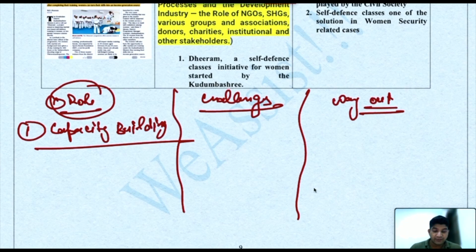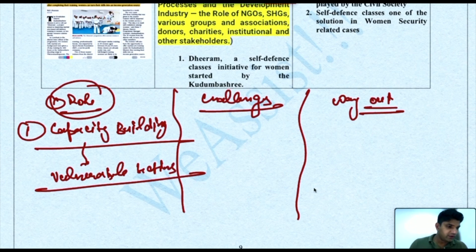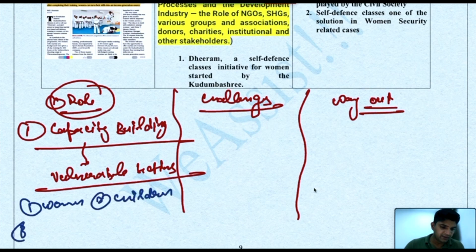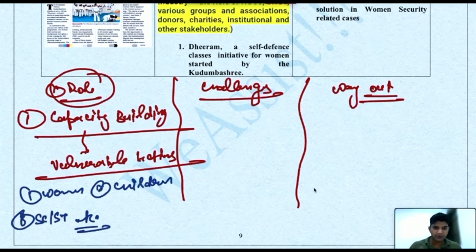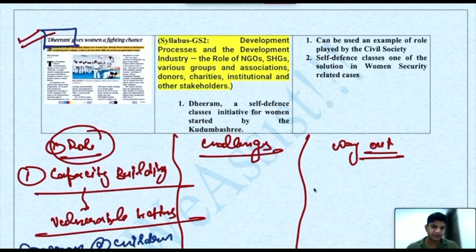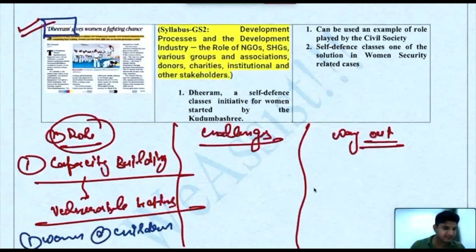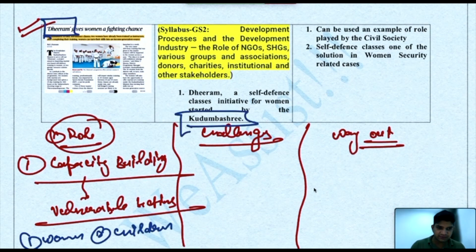Capacity building of whom? Among vulnerable sections, women will come, children will come, senior citizens will come. See, if you remember the syllabus of the mains and you break it step by step, your preparation will become very easy. So capacity building of what? Ask the question to yourself: vulnerable sections. Now who will be there in the vulnerable sections? Women, children, SC/ST, etc. They will all be there. So they have started this Dhiram scheme to provide fighting skills, or say self-defending skills, to women, and it's an initiative by Kudumbashree. So this is one example.